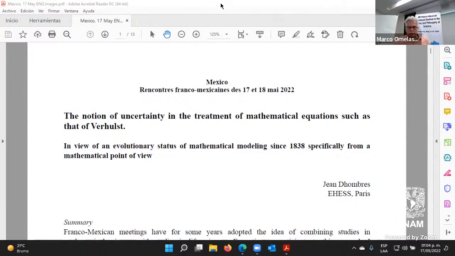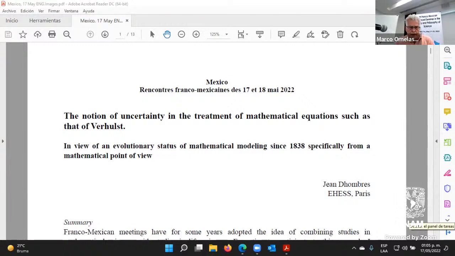Good. Okay, so the title, I give the title, but an explanation for the title. The notion of uncertainty in the treatment of mathematical equations, such as that of Verhulst. But I don't do it for free. I mean, not gratis pro deo. It is in view of an evolutionary status of mathematical modeling since 1838, when Verhulst gave this equation for the first time, and specifically from a mathematical point of view.